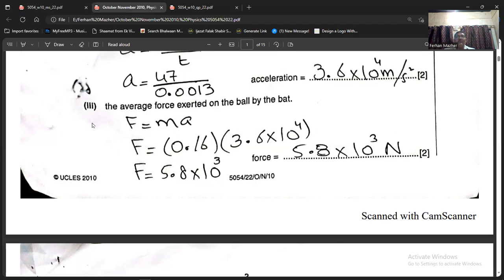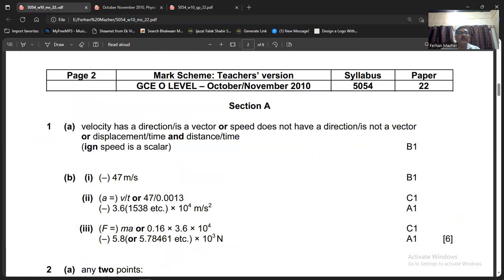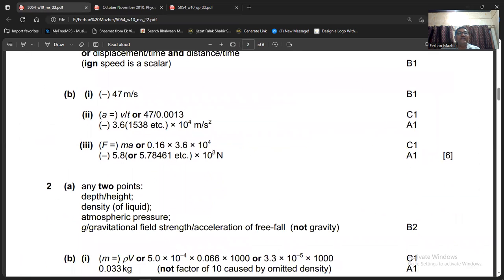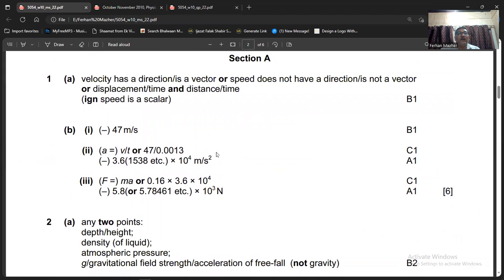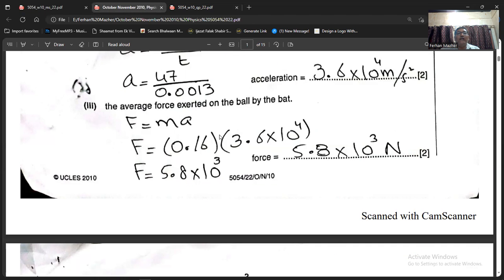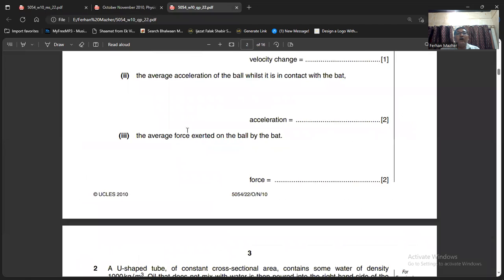Just put these values and multiply them on your calculator, you will get 5.8 × 10^3 Newtons. 5.8 × 10^3 Newtons. So you can see our answer is right. So this is question number 1. Hopefully you know how this is done.